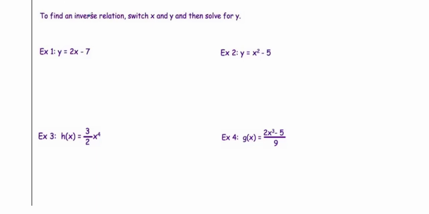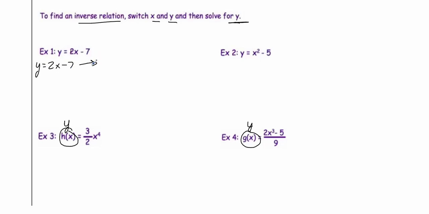So to find an inverse relation, what we're going to do is switch the x and the y, and then solve for y. You notice all of these are solved for y. Just because it doesn't say y in examples 3 and 4 doesn't mean it's not a y. We've talked about that before. So I'm always going to write what the original one is, even if it's already written there.